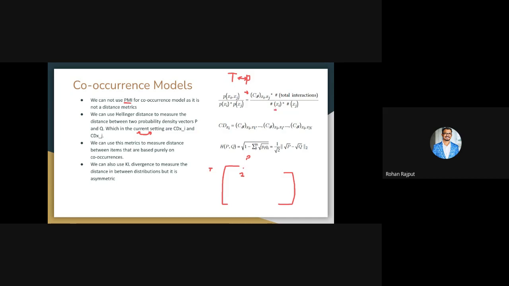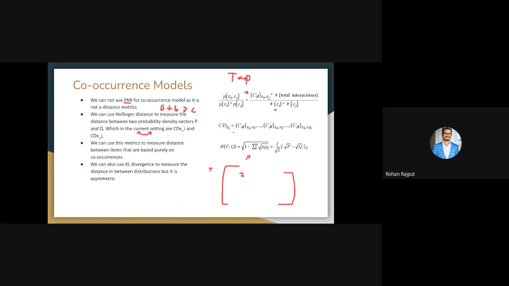Now, what we are trying to do here is, because these are distributions and PMI is not a distance metric. If you follow the previous lecture, it explained that a distance metric has to follow certain axioms, and it should also satisfy the triangular inequality, where A plus B should always be greater than or equal to C. PMI doesn't follow that. So we'll try to create different distance metrics for our co-occurrence matrices.